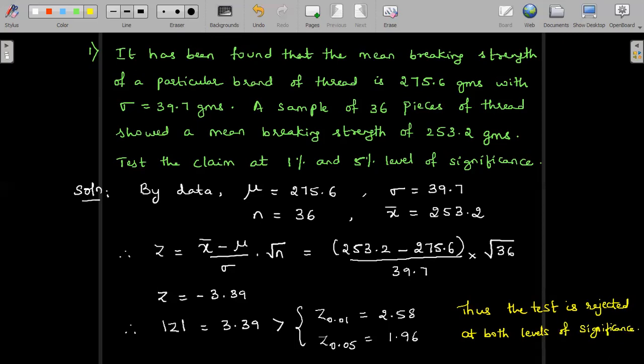So this was the first problem for us, where we are considering huge samples when a sample of a single mean is given. So this is the test of significance for single mean that we are checking.